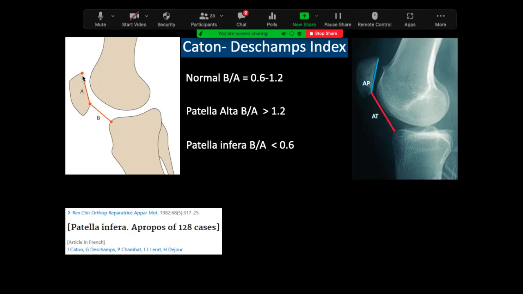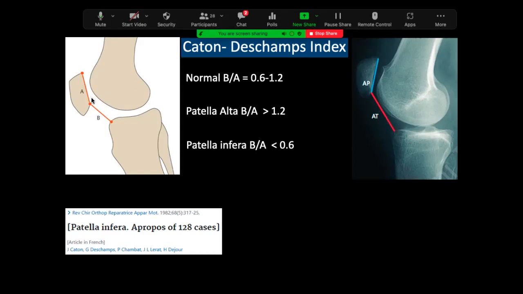Here, we take the length of the patellar articular surface. This is the patellar articular surface. You can see it in the X-ray also. This is the articular surface, and the other line is from the inferior edge of the articular surface to the anterior superior edge of the tibial epiphysis. This is the bony margin, the anterior superior bony margin, and this is the length.